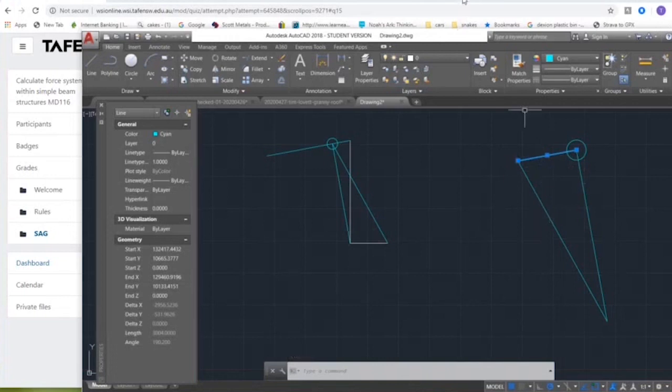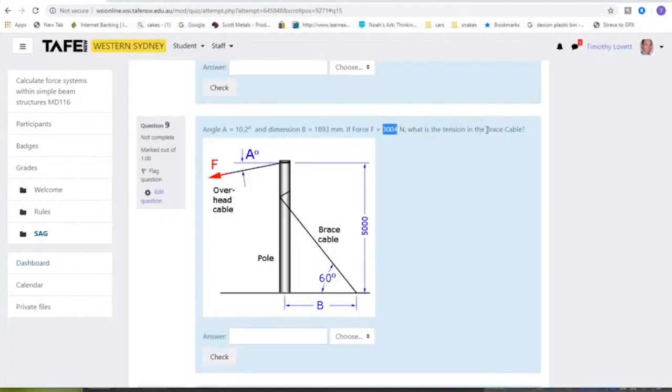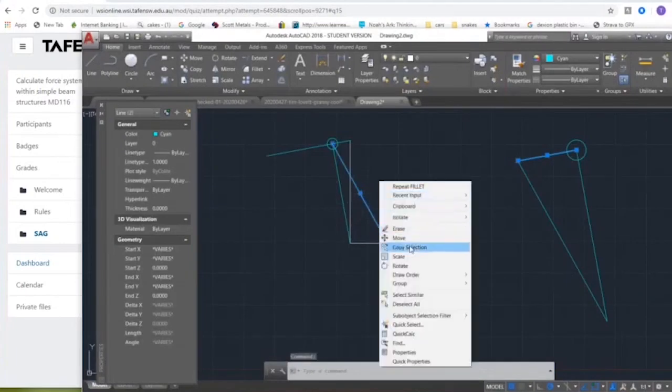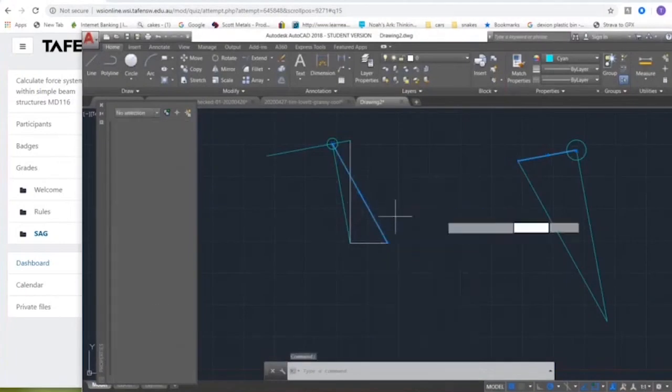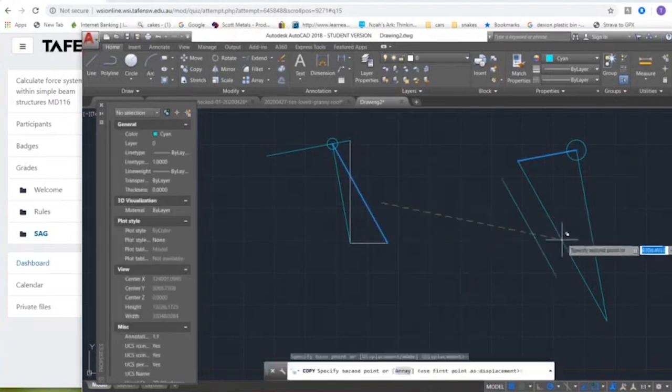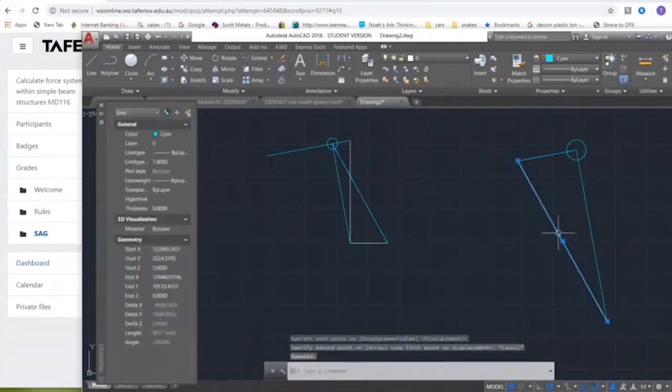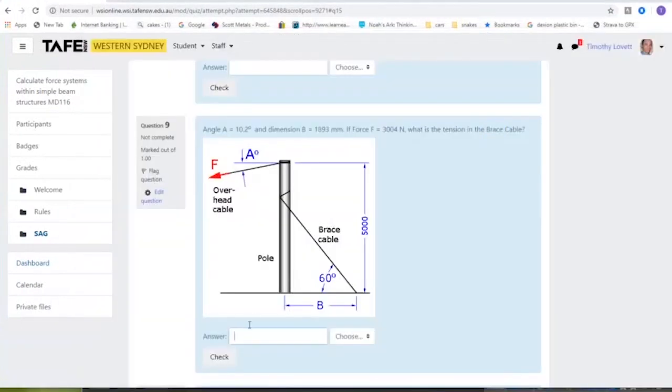All right, so the question was asking brace cable. So we're just going to identify which one's the brace cable. That's the cable at this angle. If you can't guess, you just make a copy of it and move it over and you'll see which one it is. It's definitely that one there, see? So that's the one, brace cable, properties on that. Length is 9,017. So there's my answer. 9,017, those were in newtons.